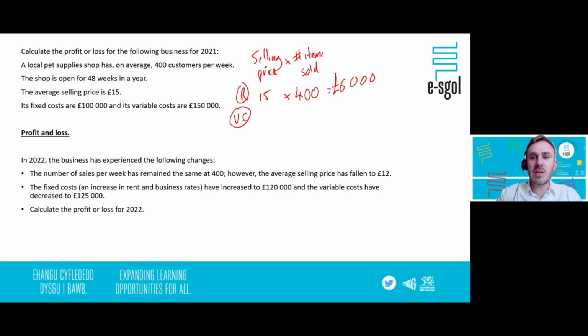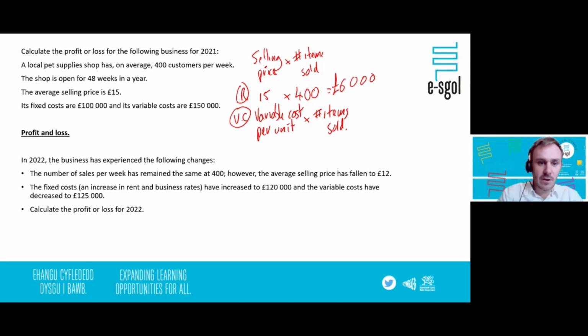So depending on how many we're selling a week, again, write down your formula. So for our variable cost, it would be variable cost per unit times by number of items sold. So then we can put the information in. So we have a variable cost.